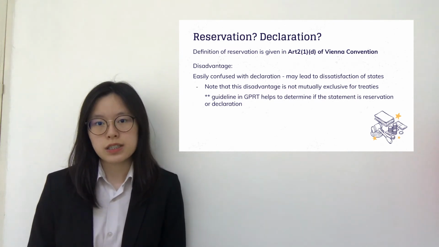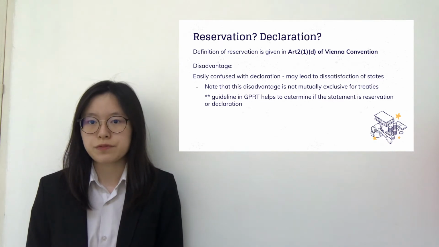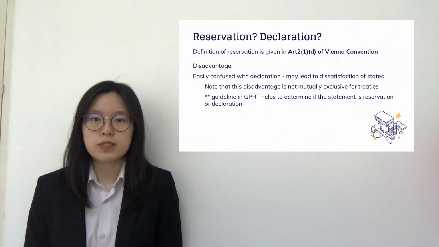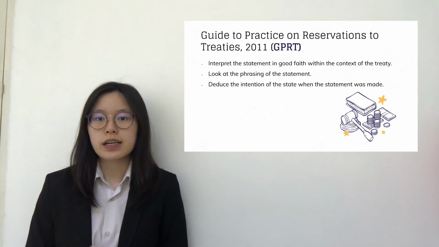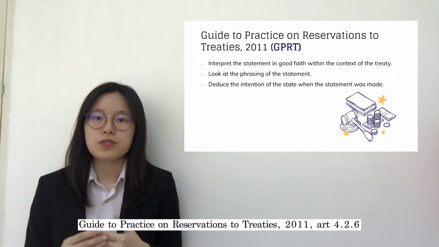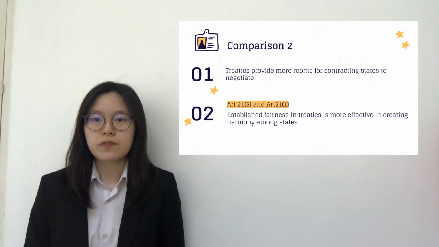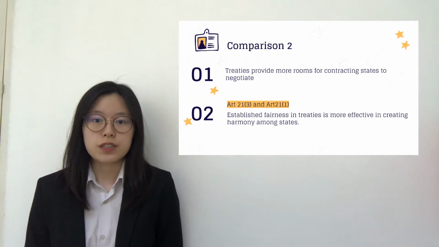Although customary international law allows for the persistent objector, which is an objection to prevent a state from being bound by a customary rule, it is very hard for newly formed states to apply. Besides, the guidelines in the GPRT also help with determining if a statement is a reservation or declaration. In short, treaties provide more room for contracting states to negotiate and agree to disagree.